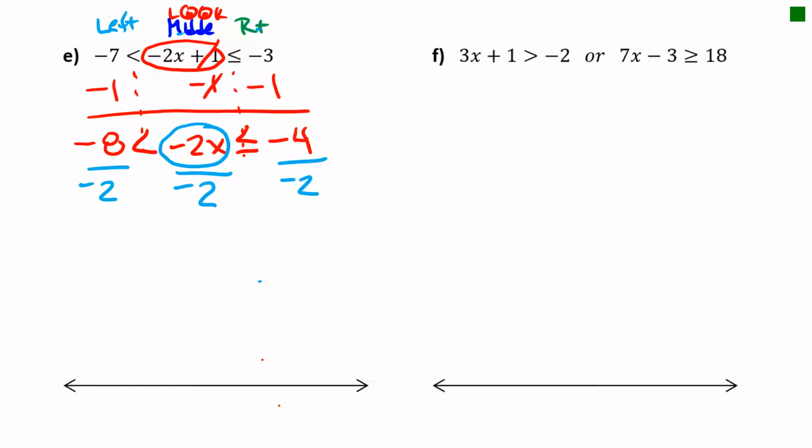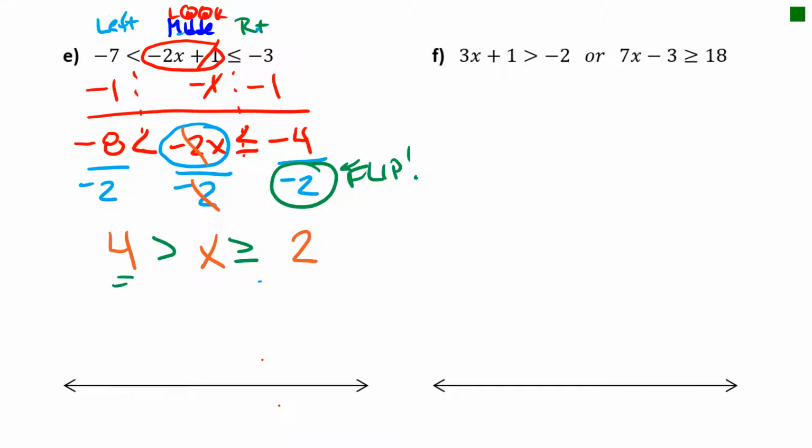-8 divided by -2 is 4. These cancel, so I have x. -4 divided by -2 is 2. Oh my gosh, did you notice? I divided by a negative, so I have to flip the sign. This is a pretty tough problem. Who made this one up? When I flip the sign, who's the smaller number, 4 or 2? 2. So 2 is on the left, 4 is on the right.